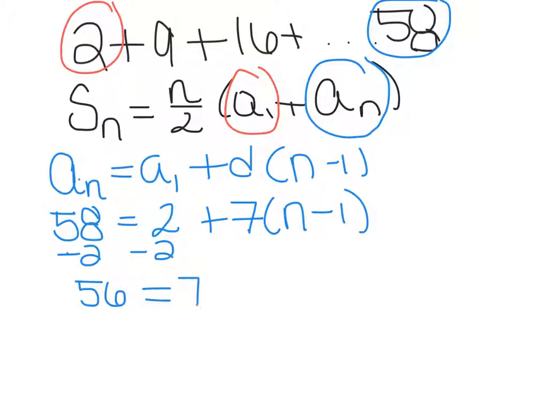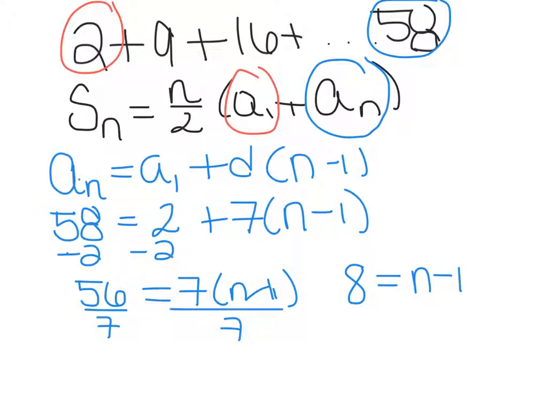Now I have 56 equals 7 times n minus 1. I'm going to divide both sides by 7, and then 56 divided by 7 is 8. And so I have 8 equals n minus 1, and so now I'm going to add 1 and add 1. So now I know that n equals 9. So this 58 right here is the a sub 9, the 9th term, which now tells me I'm trying to sum the first 9 terms.